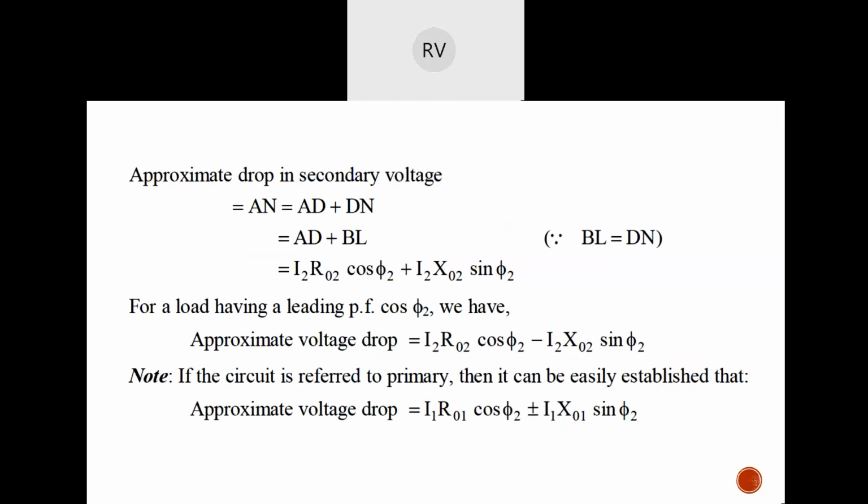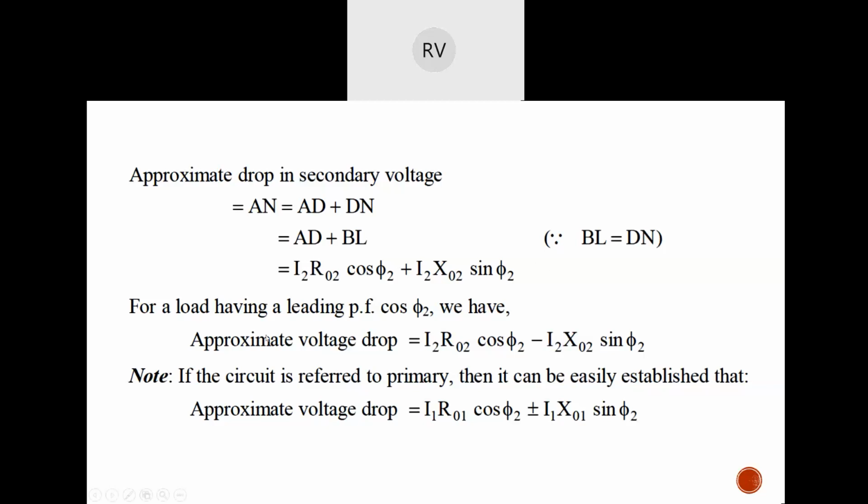So if you just add these two, this is for lagging power factor. Approximate voltage drop in the secondary voltage is equals to I2 R naught 2 cos phi 2 plus I2 X naught 2 sin phi 2. This is for the lagging power factor, because we have considered a lagging inductive load, where the current is lagging behind the voltage. But if you have a leading power factor, then this will be negative. So here minus will be there.